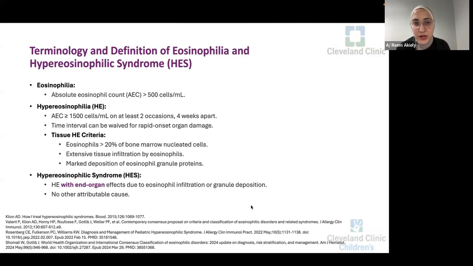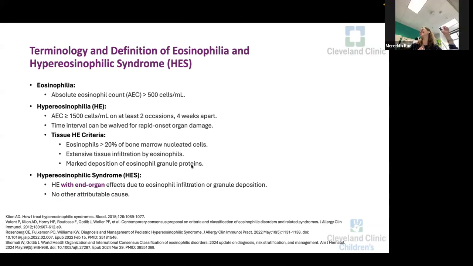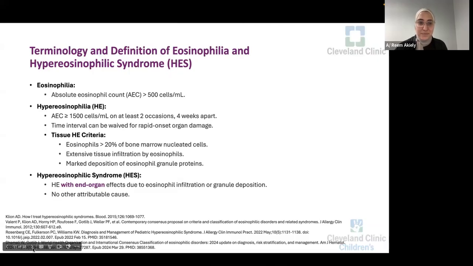However, this time interval can be waived if there's concern for rapid organ damage, and that is common in these scenarios. For tissue hypereosinophilia, if it's involving the bone marrow, then the cutoff is more than 20% bone marrow involvement, or if it's another tissue, extensive tissue infiltration by eosinophils or marked deposition of eosinophilic granule proteins. Now, to give the term hypereosinophilic syndrome, in addition to hypereosinophilia, we should expect end organ effects due to eosinophilic infiltration or granule deposition with another attributable cause.